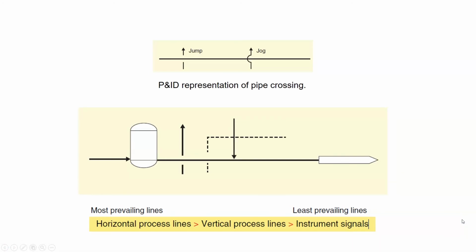When streams or pipes or lines are crossing, there are two different ways that you can represent them on your PFD sheet. You can use a jump method or a jogging one. It doesn't matter which one you use, but stick to one method. Be consistent on your PFD sheet. Also remember, in terms of priority, the highest priority goes to the horizontal process lines, then vertical process lines, and then instrument signals at the end.